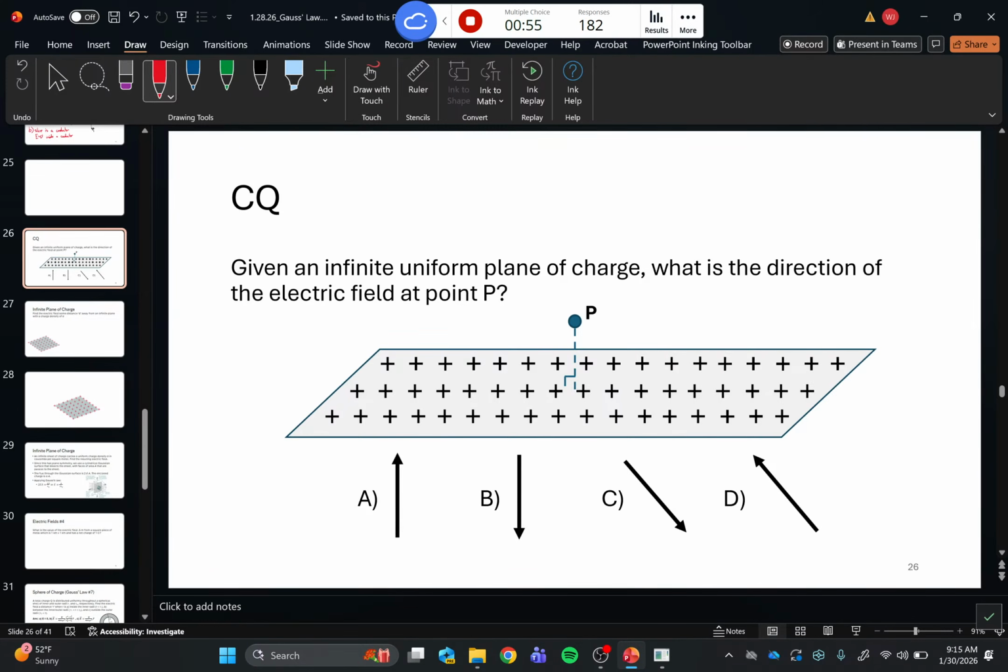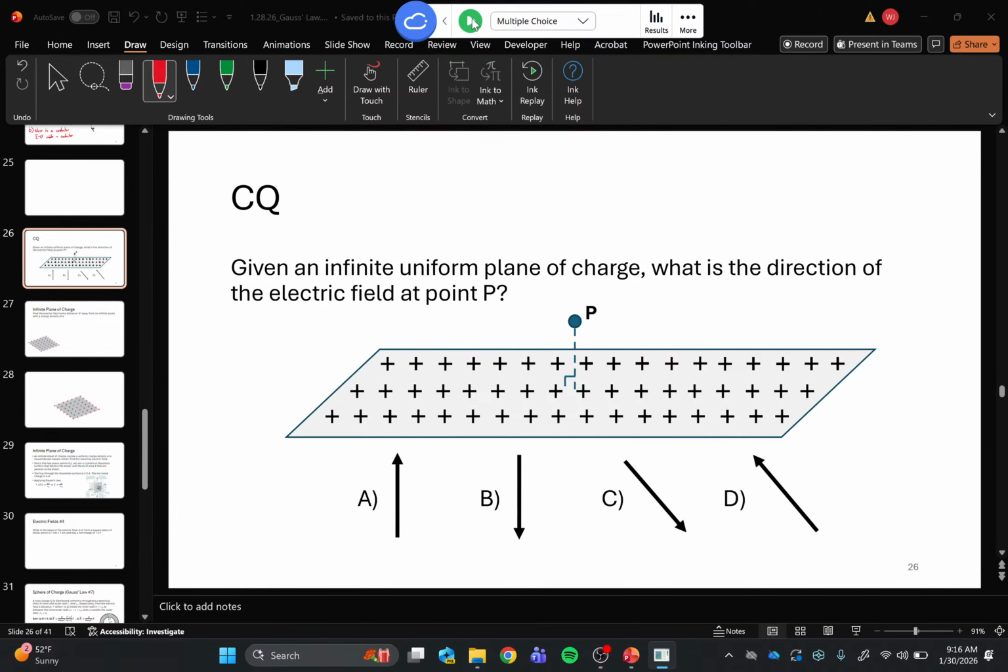Epsilon naught? It's a constant. K is 9 times 10 to the 9. Epsilon naught is 8.854 times 10 to the minus 12. Yeah, it's a good question. You're going to have to plug it in at some times. All right, in 5, 4, 3, 2, 1.